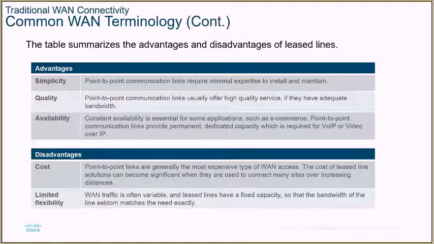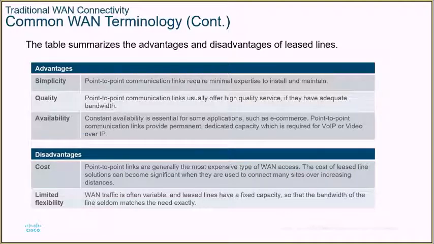Okay, so the table summarizes the advantages and disadvantages of leased lines. They're simple, so point-to-point communication links require minimal expertise to install and maintain. Quality, so point-to-point communication links offer high-quality service if they have adequate bandwidth. Availability, constantly available, is essential for some applications such as e-commerce. Point-to-point communication links provide permanent dedicated capacity which is required for VoIP or video over IP.